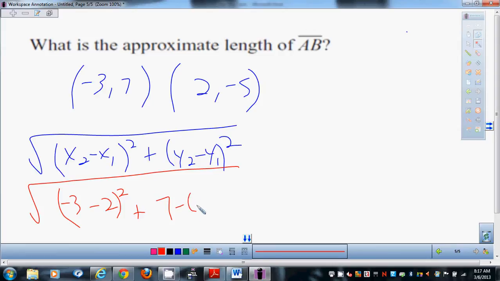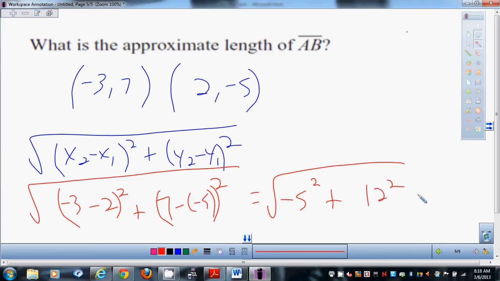So, -3 minus 2, somebody in your calculator? -3 minus 2. -5. And 7 minus -5? 12. Now, I want everyone to pay attention to what I'm about to say. Someone punch in -5 squared into your calculator. It'll tell you it's -25.